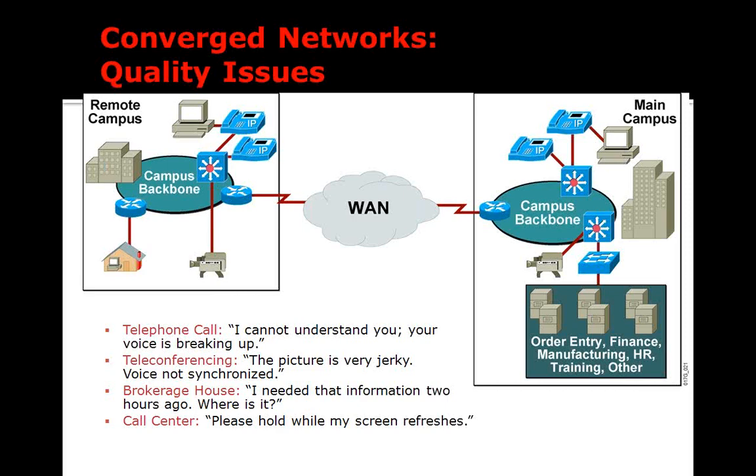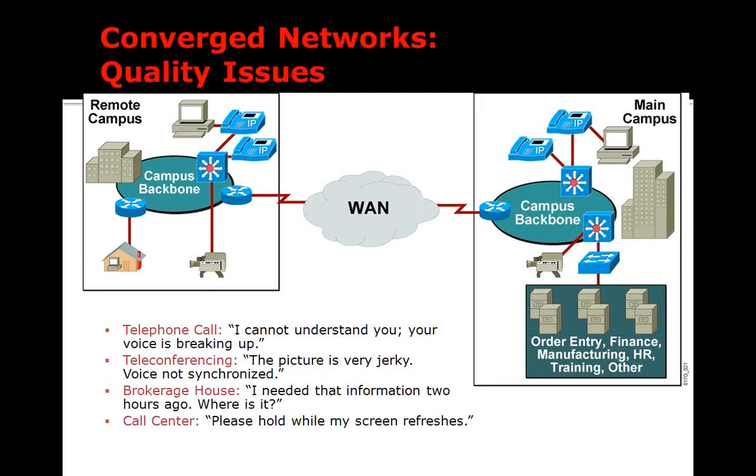Brokerage house: I need that information 2 hours ago, where is it? Your network's bandwidth may be overutilized, or you may not have enough bandwidth, and so information is being dropped or not being handled properly on the network. A call center: please hold while my screen refreshes. We've all had that situation where you call in to your bank or some other entity, and the person on the phone is basically tap dancing, waiting for a screen to come up and give them information so they can help you with what you're calling about. That can happen because of network congestion. The bandwidth is all being utilized and they can't get their information.